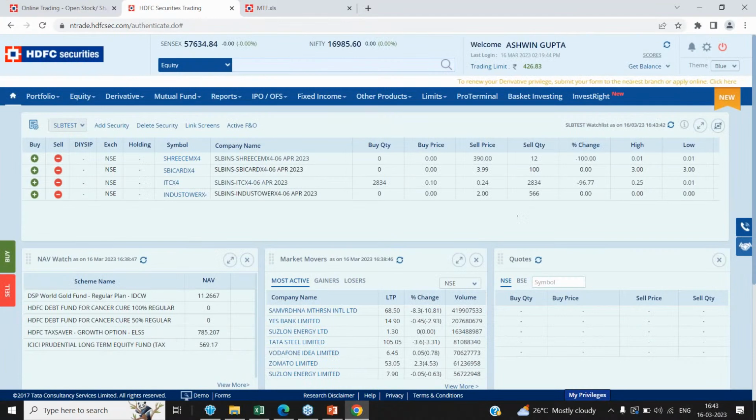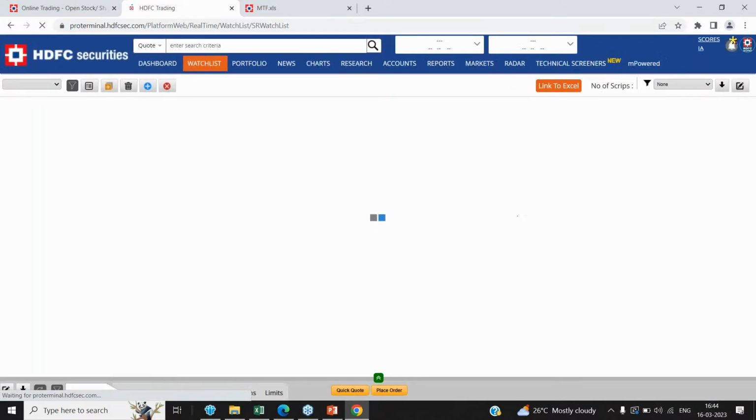So here customers can place the order in GTT through our empowered website. When I'm talking about empowered, we also have our advanced trading platform, that is Pro Terminal. I can simply click here on Pro Terminal and it routes me to an advanced platform called Pro Terminal, which you can see on the screen here.